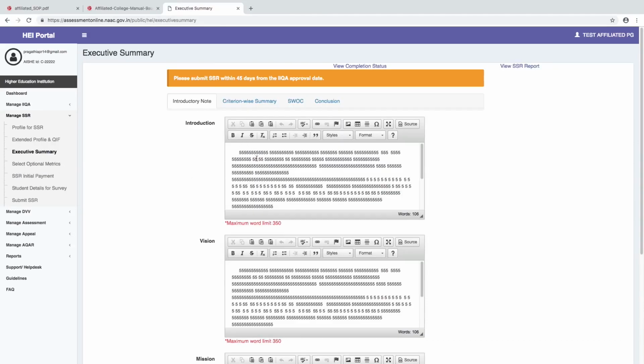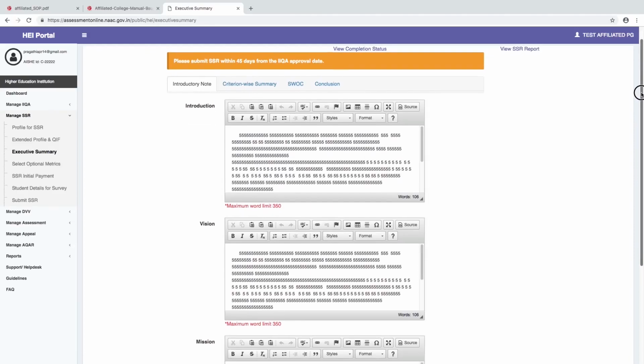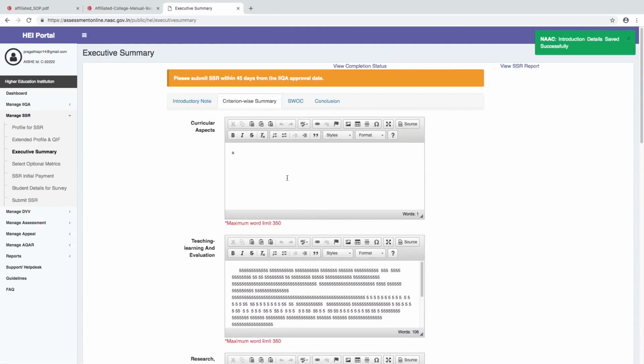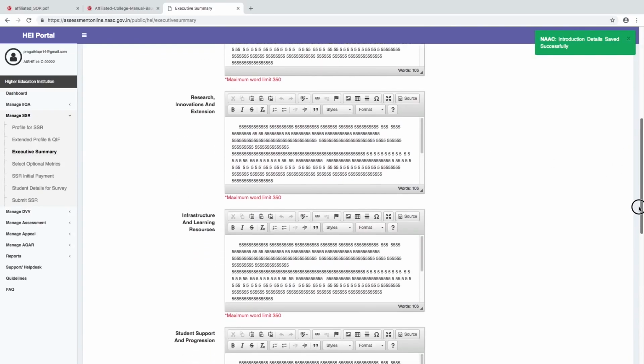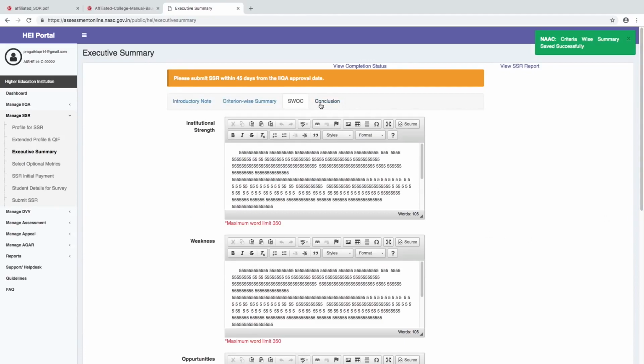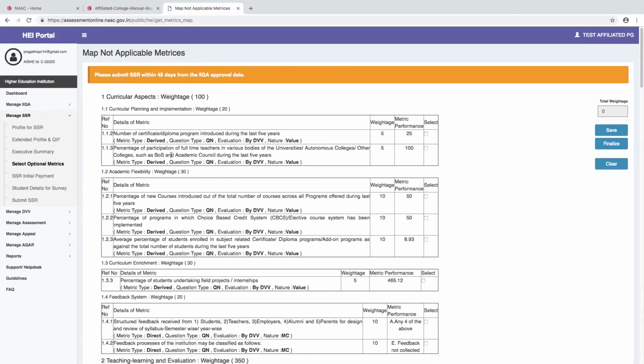The executive summary is all about text that you would have to paste here: an introductory note, the vision of the institution, the mission of the institution, the criteria-wise summary that we are supposed to write here, the SWOT analysis that the institution has to write here, and then the concluding remarks by the institution. After having filled in the executive summary, the optional metrics can be selected.